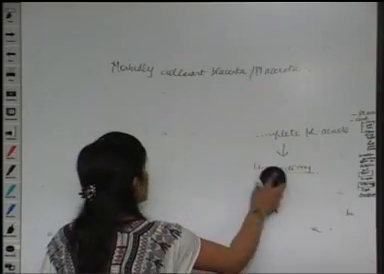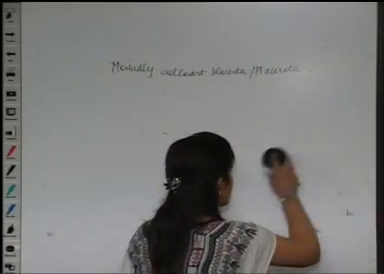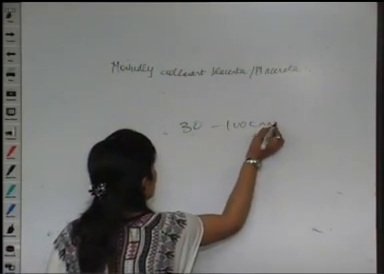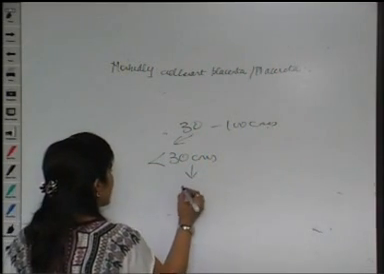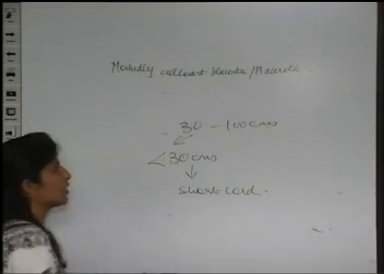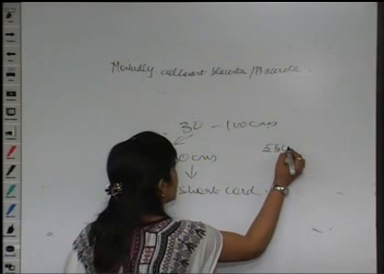Now, normal length of umbilical cord is between 30 centimeters to 100 centimeters. If umbilical cord is less than 30 centimeters, then it is called a short cord. Average length of umbilical cord is 55 centimeters.